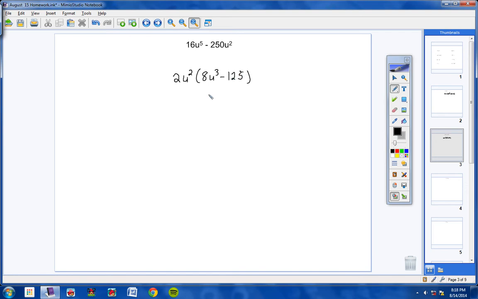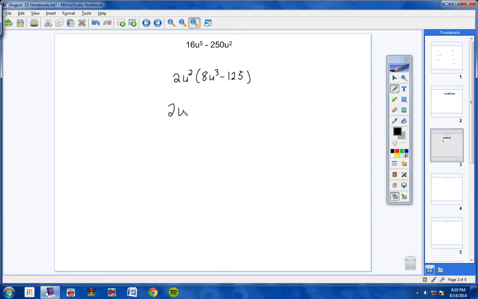Now let's check and make sure we're right. If we take 2u squared times 8u cubed, we'll get 16u to the fifth. If we take 2u squared times negative 125, we'll get negative 250u squared. Okay, now we're left over with a binomial, so we ask ourselves, am I left over with perfect squares or perfect cubes? Well, both of these terms are perfect cubes. You know the cube root of both of them.